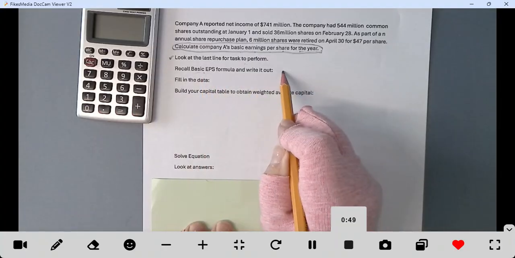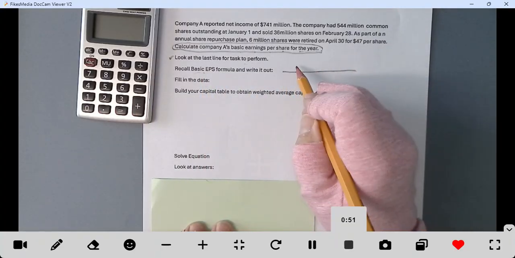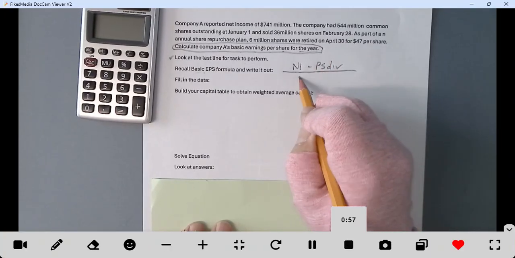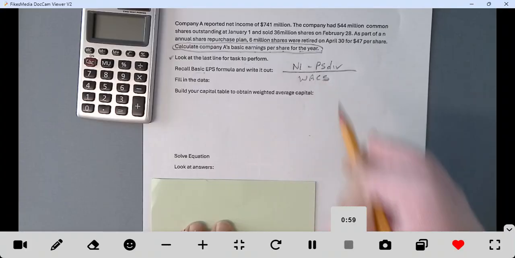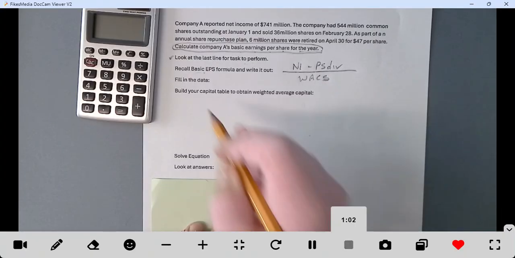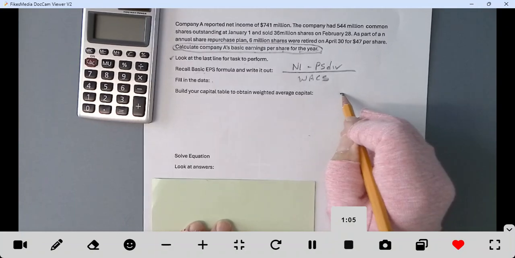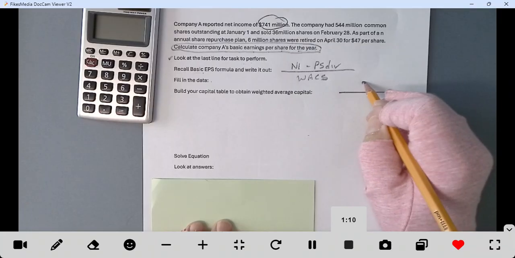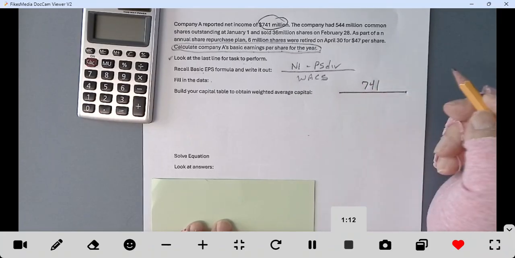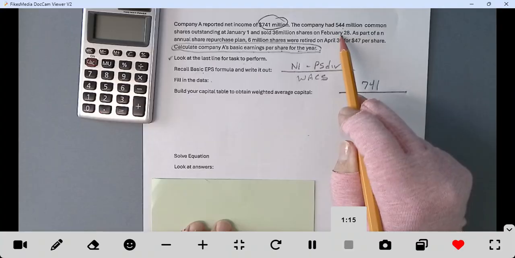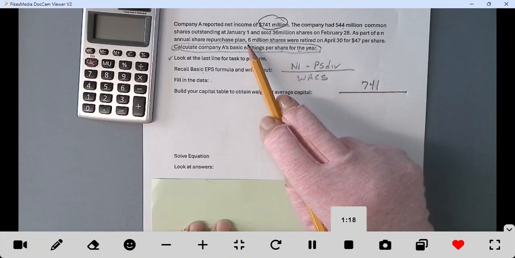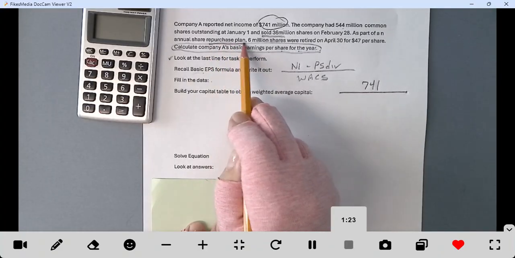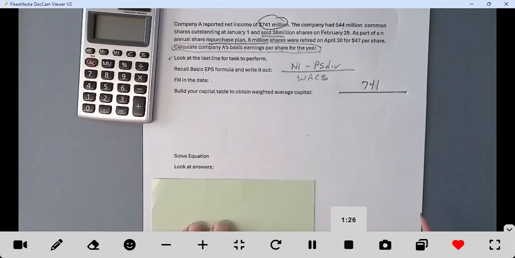Then we recall the basic earnings per share formula and write it out: net income minus preferred stock dividends over weighted average common shares. Simply put. Now we fill in the data. We have 741 million in income, so we can put that in. And we have 54 million, and then we sold some shares, and then we repurchased some shares. So we have some transactions.